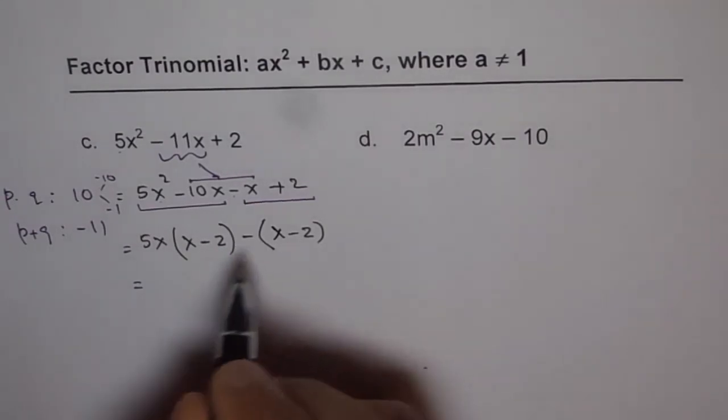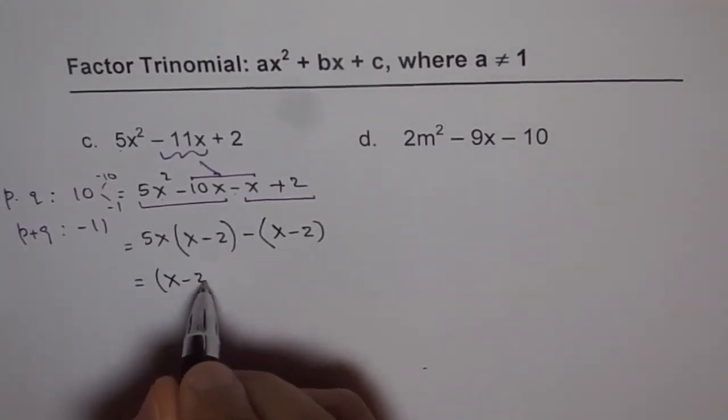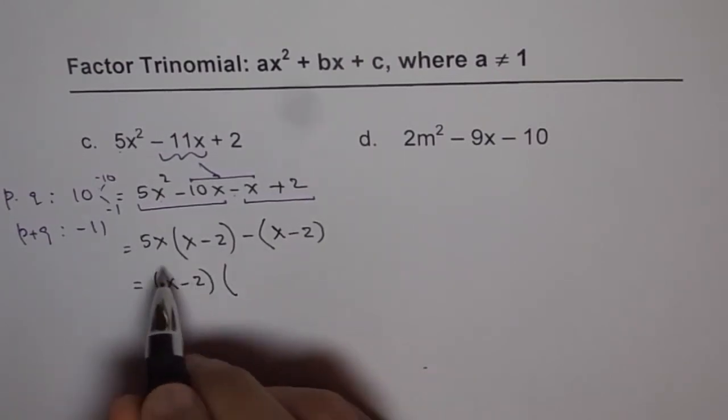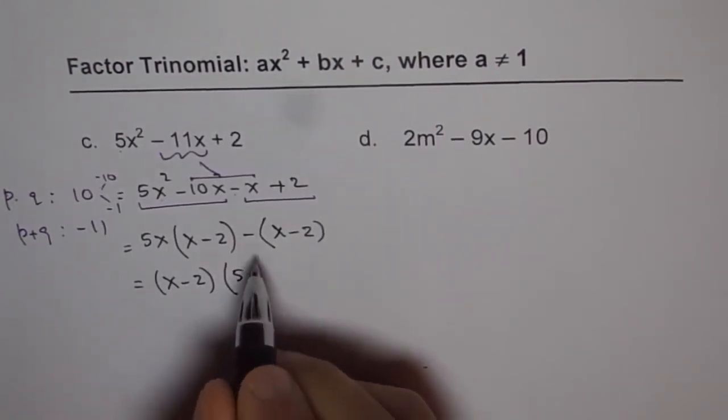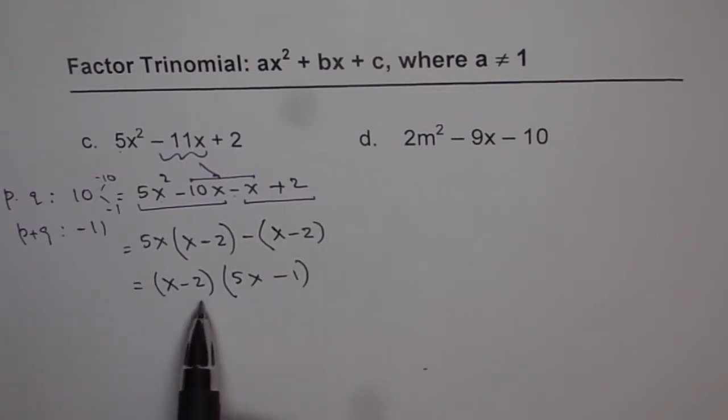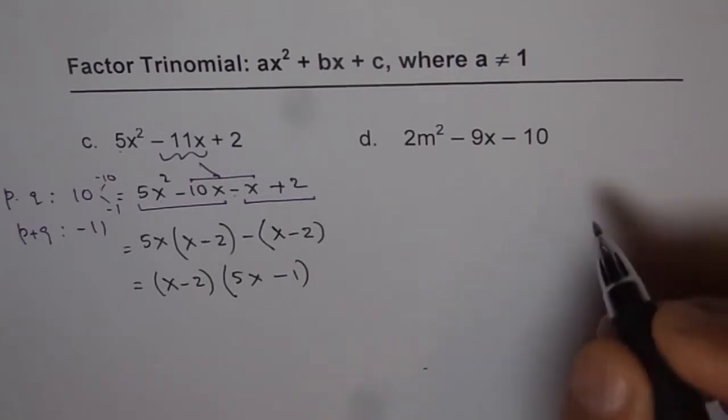Now, x minus 2 is a common factor between these two terms, and we get 5x from the first term and minus 1 from the second. So now we have a factored form of 5x squared minus 11x plus 2, and it can be written as x minus 2 times 5x minus 1. So that has been factored.